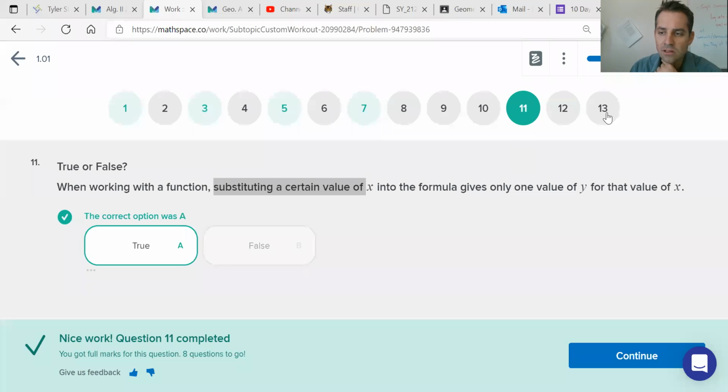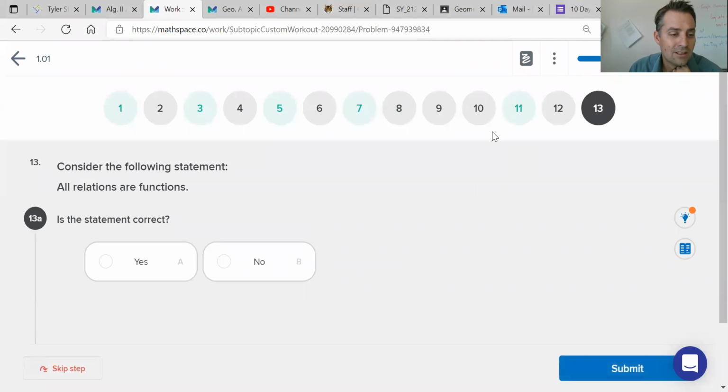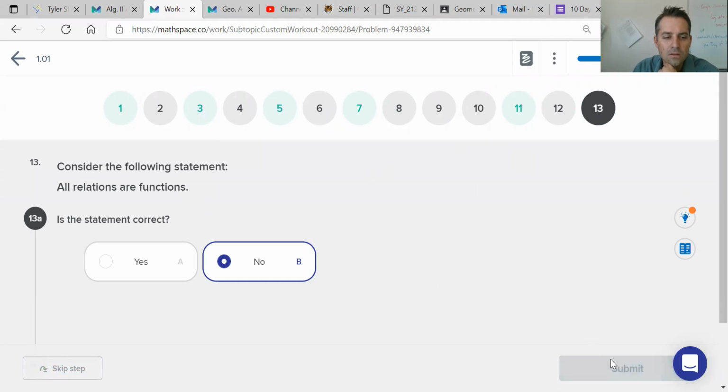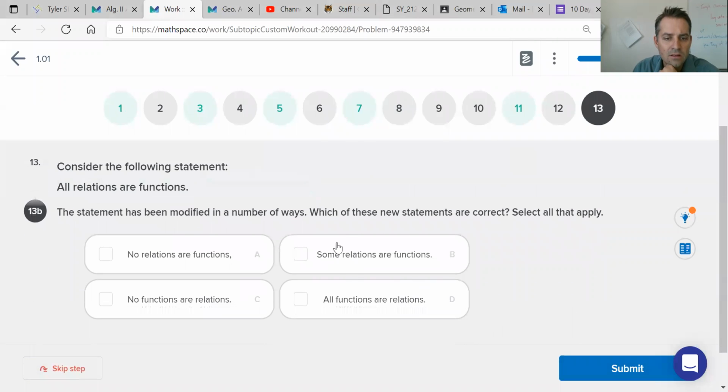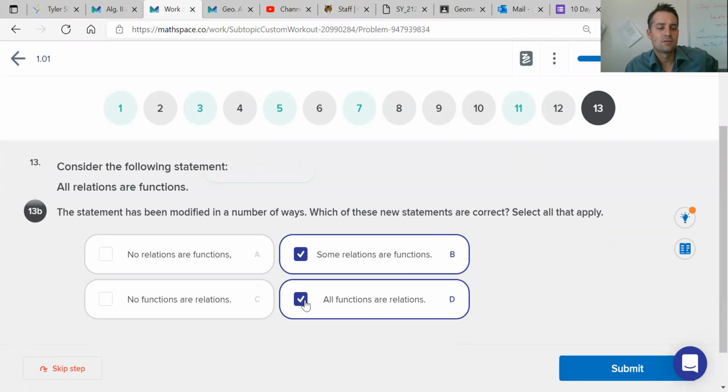Okay, moving on, number 13 here. All relations are functions. We're going to say no to that. Which of these new statements are correct? Some relations are functions. All functions are relations. No functions are relations. So these two kind of contradict, right? No relations are functions. That's false. So we'll hit submit.